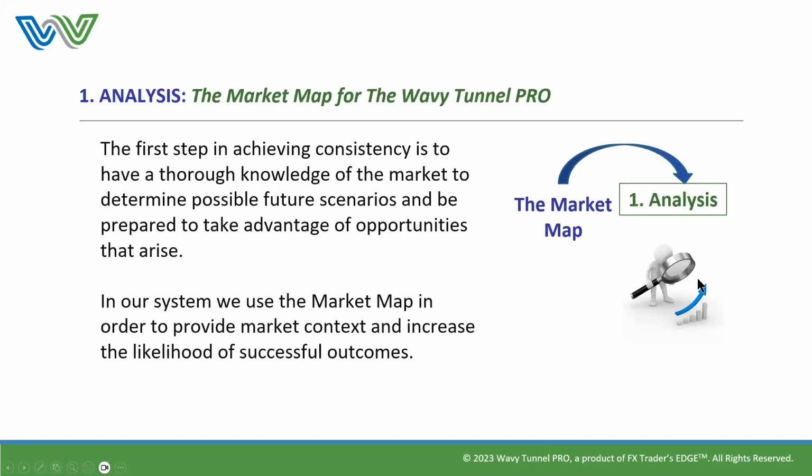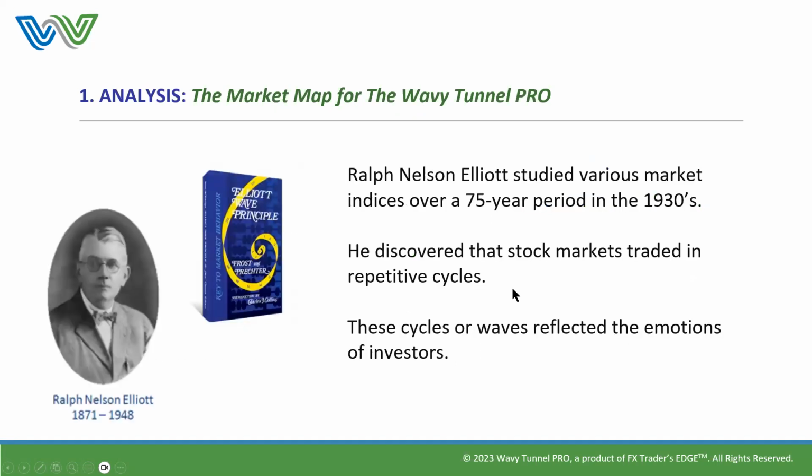So let's talk about the market map and analysis. This is the first step in achieving consistency, to have a thorough knowledge of the market to determine possible future scenarios and be prepared to take advantage of opportunities that arise. So the market map provides market context. Let me show you how the market map comes about.